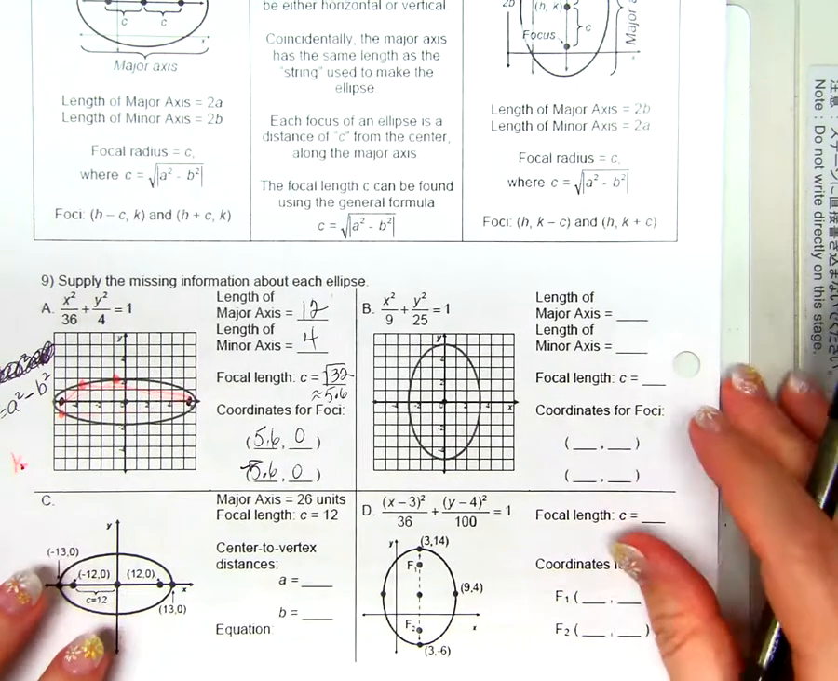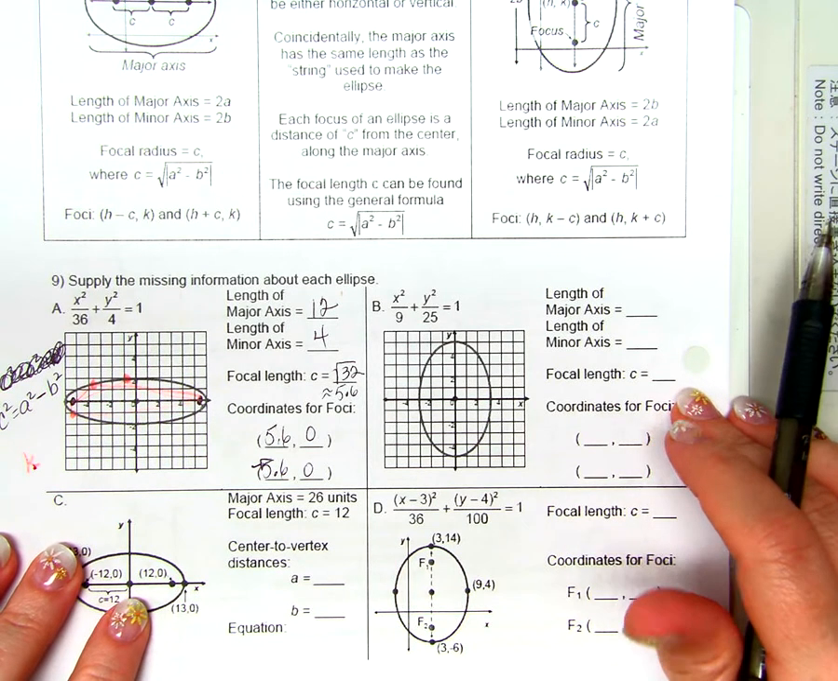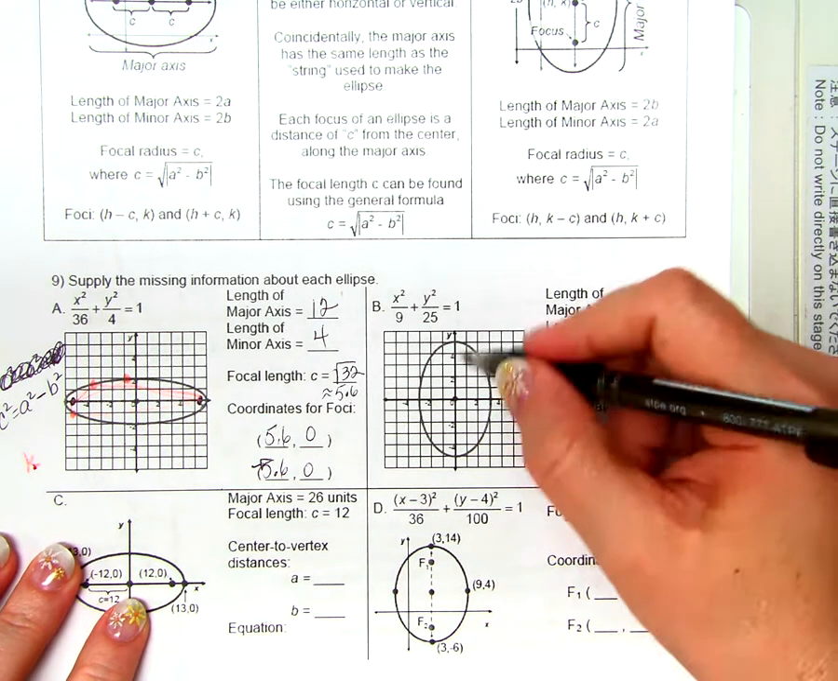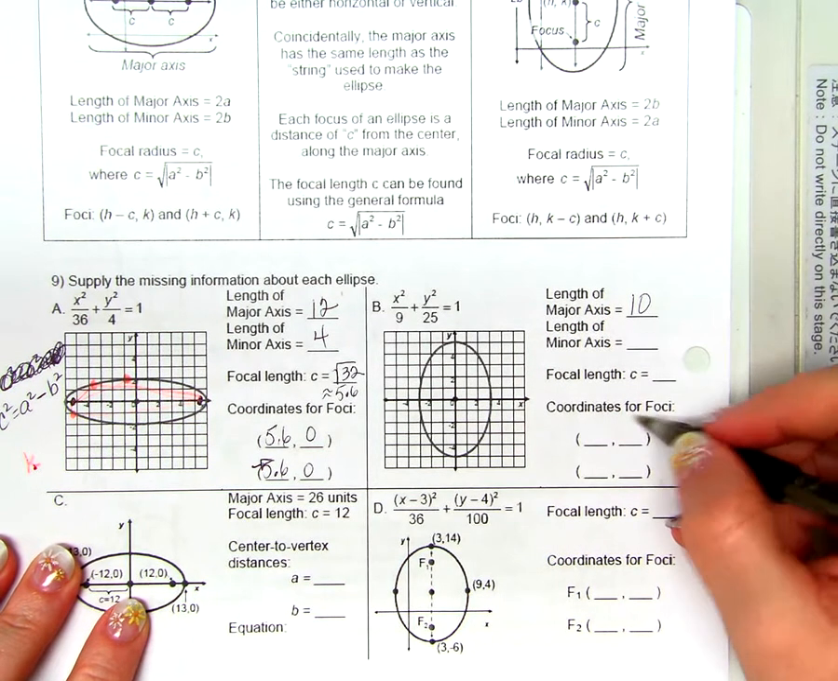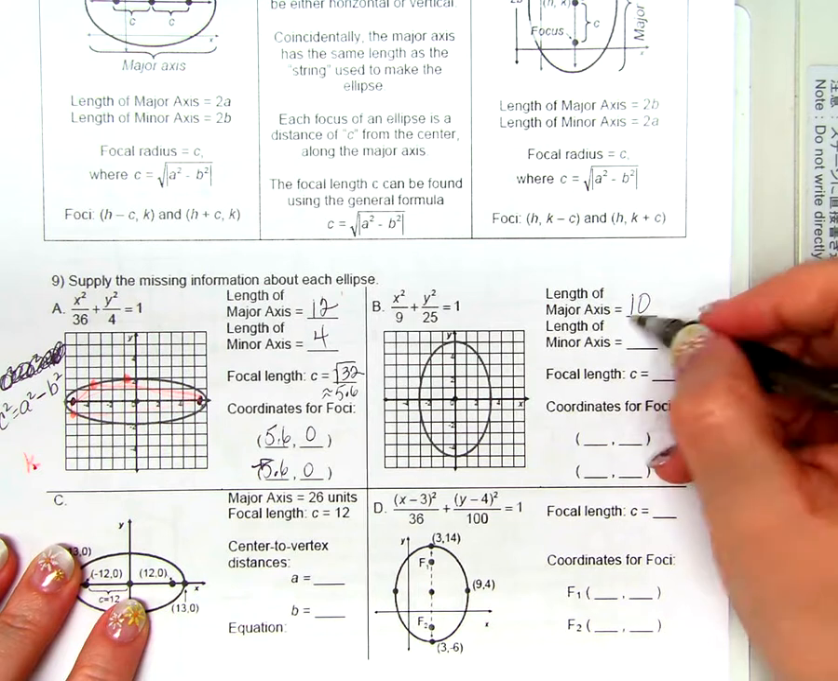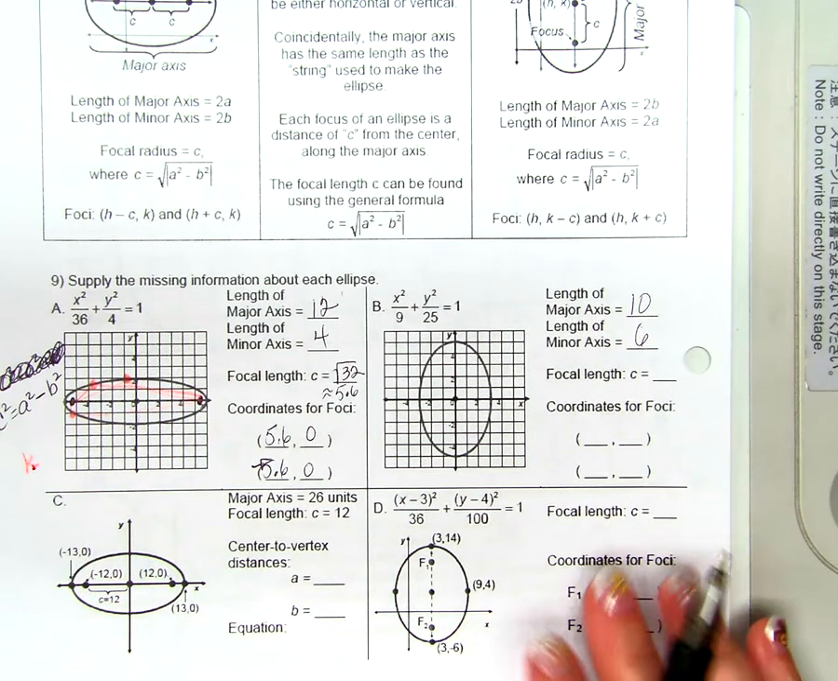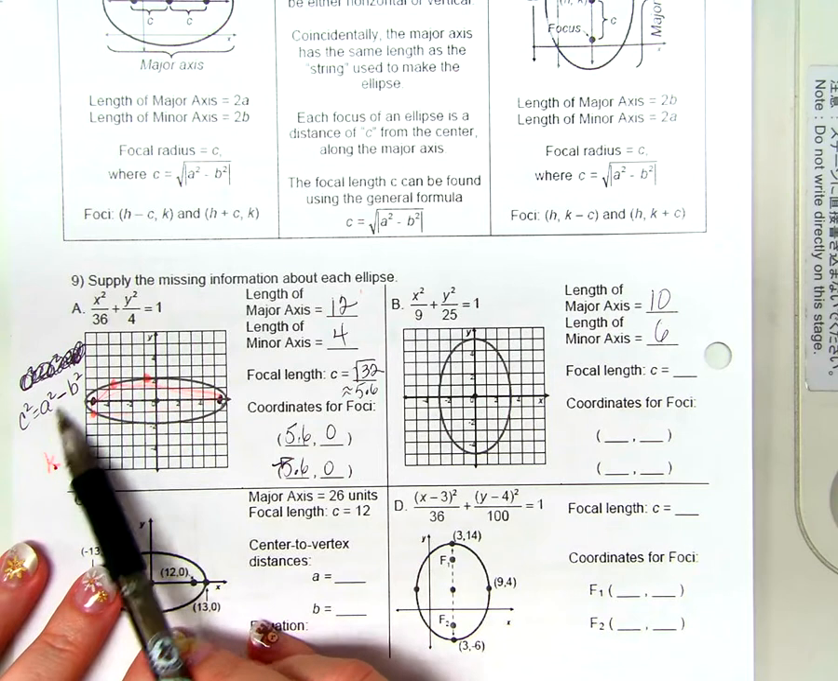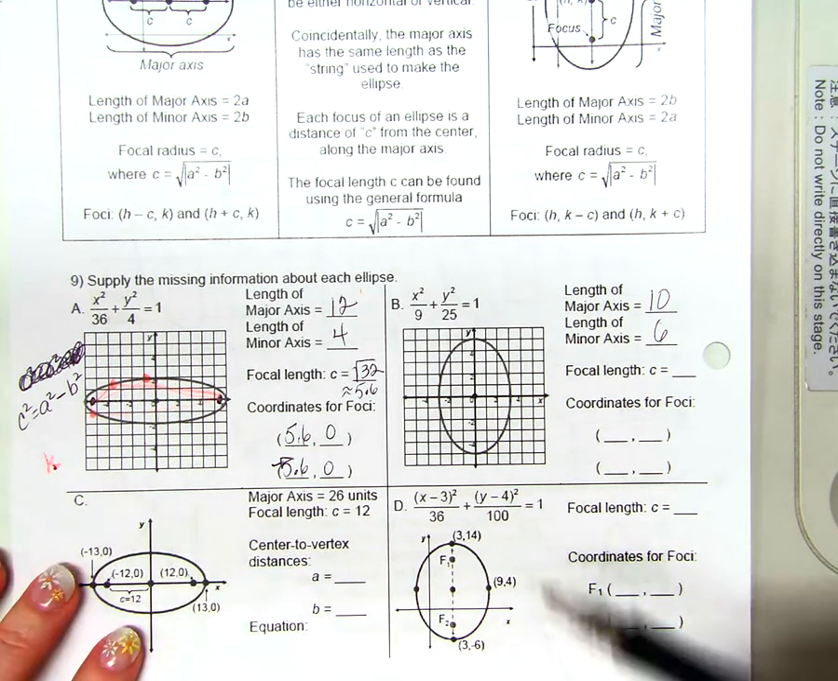What's the length of the major axis in B? How do you know it? Because it's the longer. Even though it's up and down this time? Even though it's up and down. Okay? Whichever one is longer, that's the major. What's the minor? 6. What's C? What's the difference in A squared and B squared? Negative 16. Well, we got to know it has to be a positive number, right? So 16. What's the square root of that? 4.